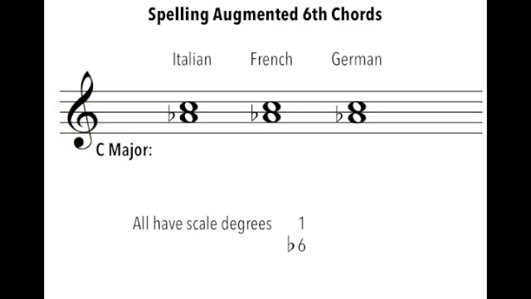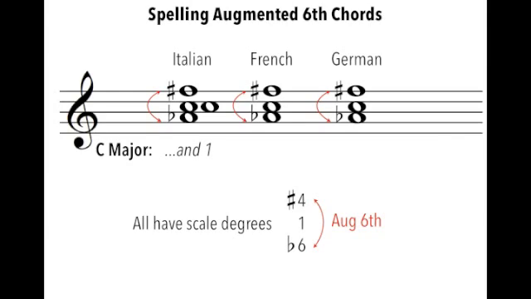They all have flat 6, and they all have sharp 4. The distance between flat 6 and sharp 4 is the augmented sixth, and that's what gives these chords their name. Now, the only difference between these chords is what that fourth note is. In a four-voice texture, there's always an extra note. In the Italian augmented sixth chord, you simply double tonic, so you have another scale degree 1. In French, you have a scale degree 2, and in German, you have scale degree flat 3.